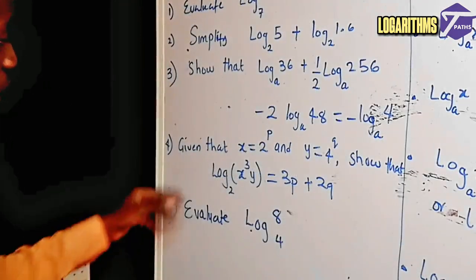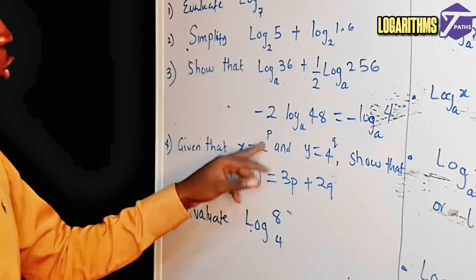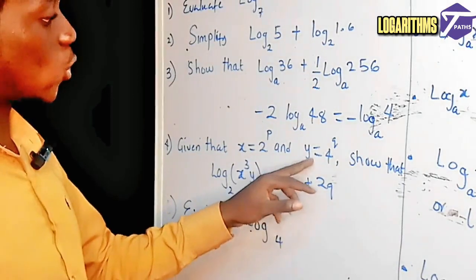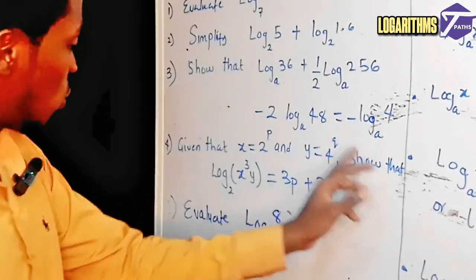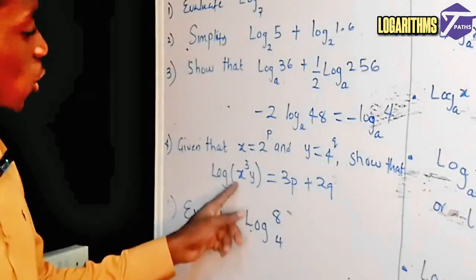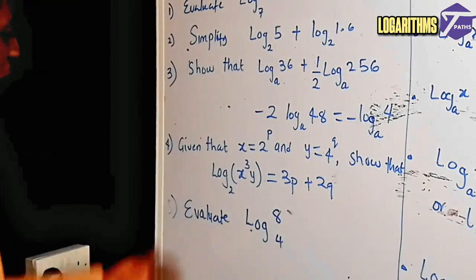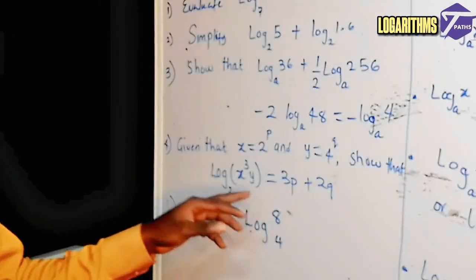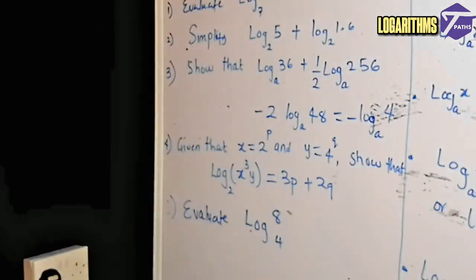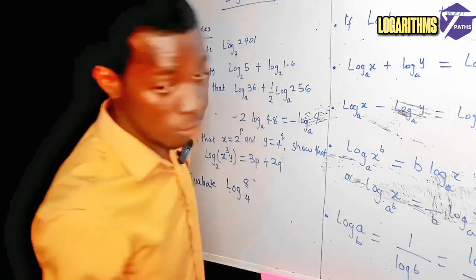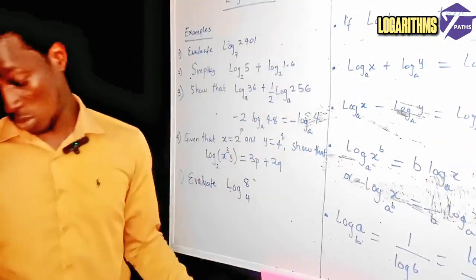The fourth question: given that x is equal to 2 raised to power p and y is equal to 4 raised to power q, show that log x cubed y base 2 is equal to 3p plus 2q. And the last one but not the least, evaluate log 8 base 4. So I'm going to rub off this side to solve all this using these laws.